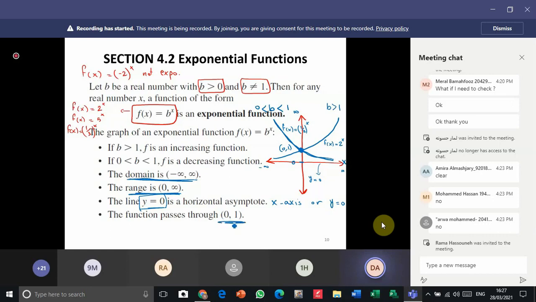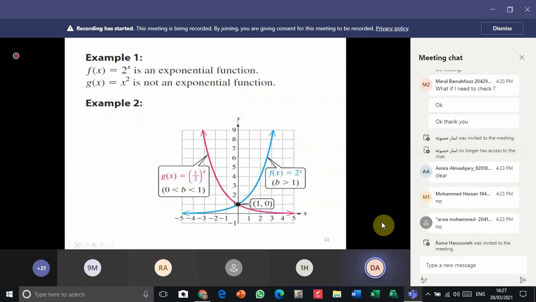Also, the exponential function passes through (0, 1). This is the graph, for example, of f of x equals 2 to the power x if b is greater than 1, or decreasing if we have b between 0 and 1. This is, for example, half to the power x. Okay.